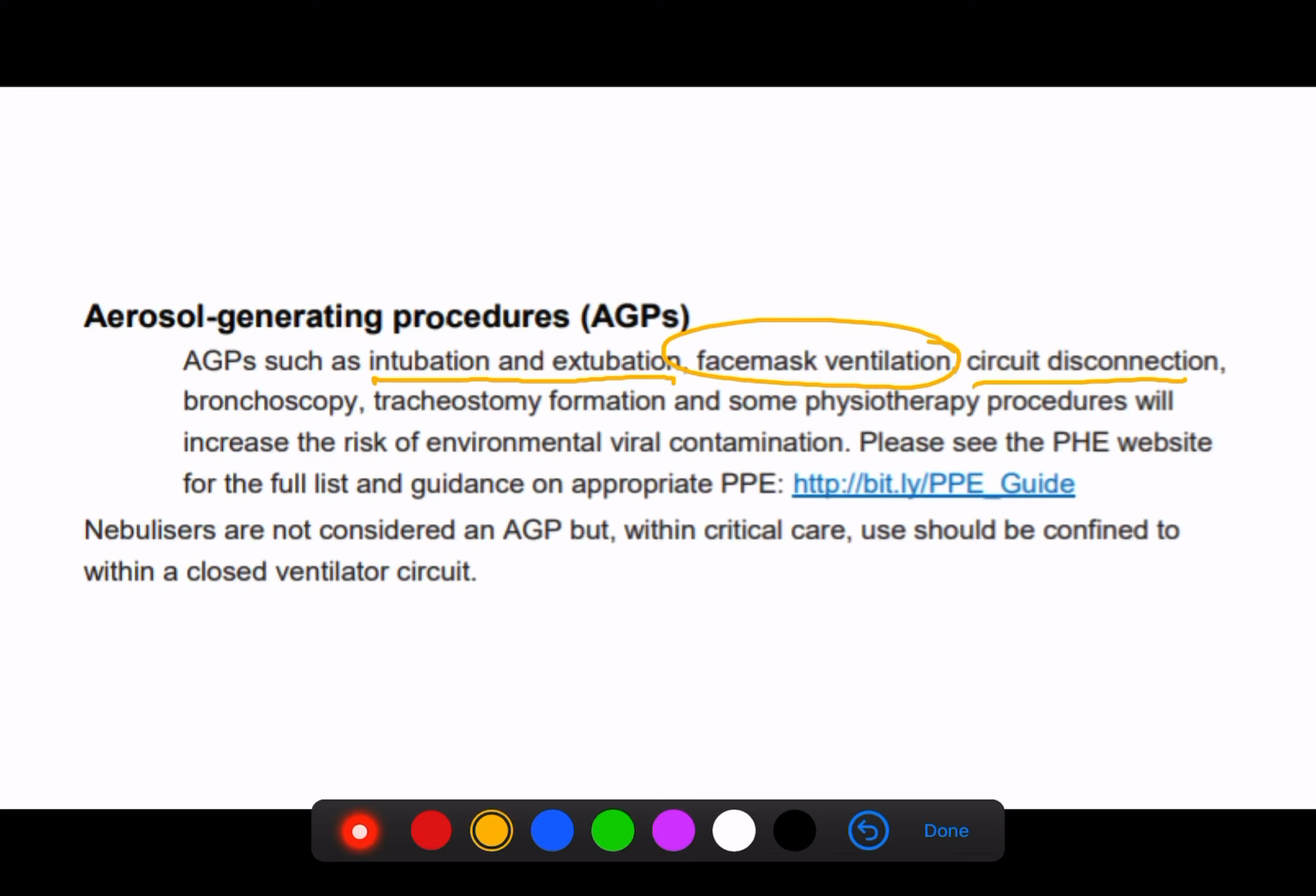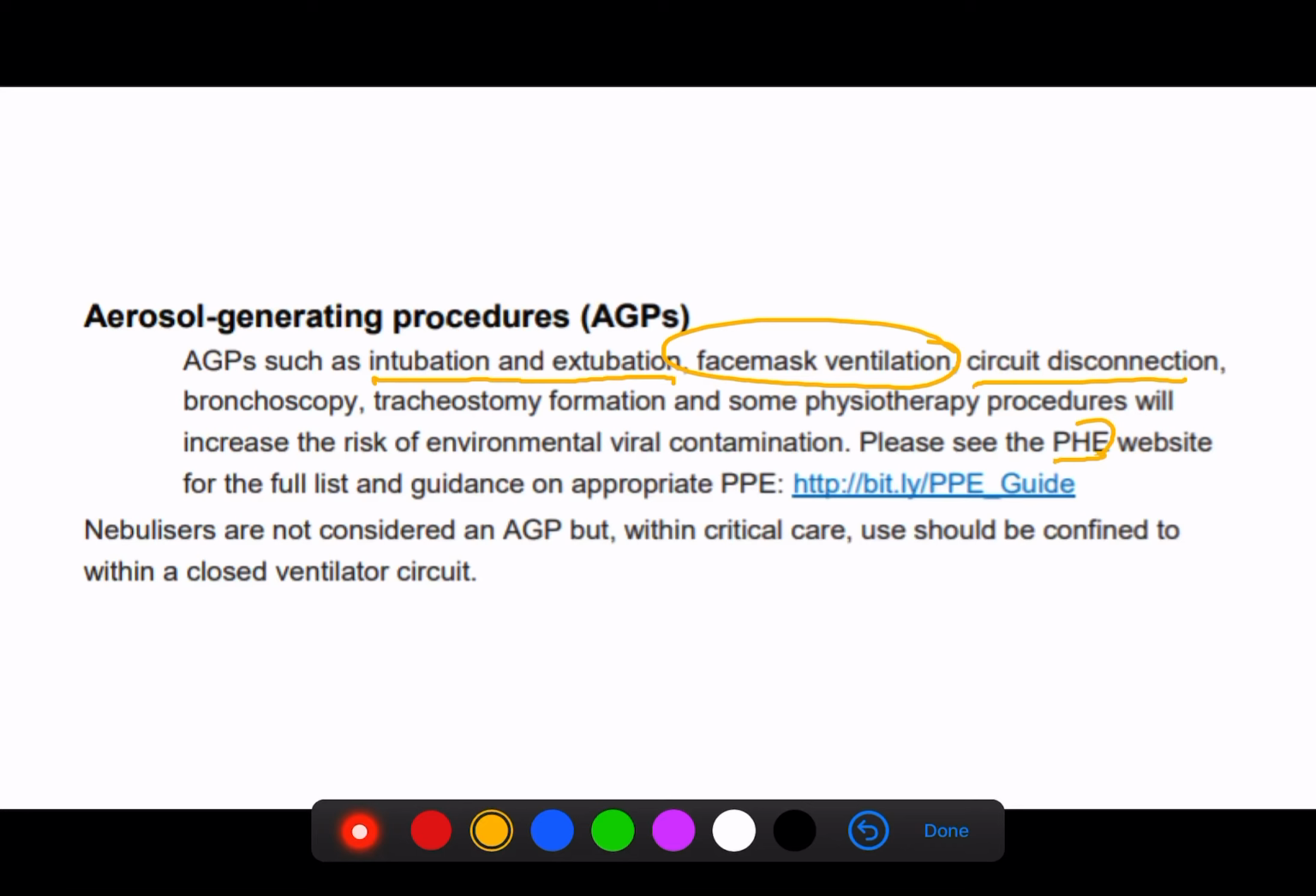And a lot of physiotherapy interventions, such as bagging patients, can potentially aerosolize quite a lot of virus, so it has to be done quite carefully. There's a huge list of things on the Public Health England website, and there's also a lot of guidance on the appropriate level of PPE. I'm not going to go through that in this talk.